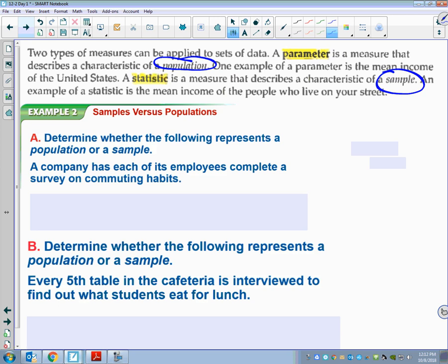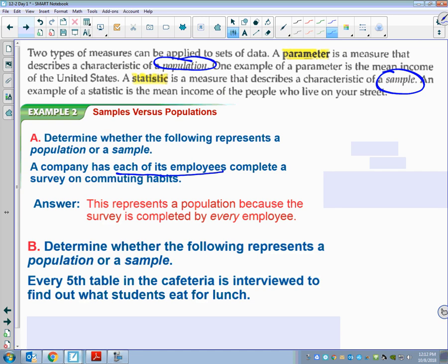It says a company has each of its employees complete a survey on commuting habits. What do you think? Here's the key part here: each employee, which means every employee is going to do it. So the entire population would do this. So this represents a population because every employee has to complete it, not just a sample of the employees.